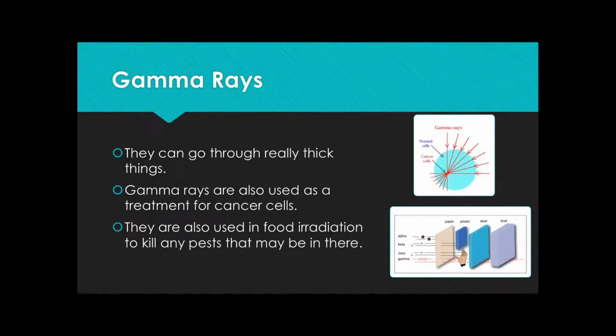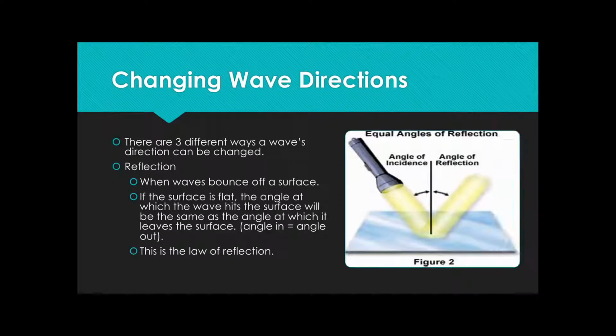Now let's talk about gamma rays. Gamma rays can go through really thick things. They can pretty much go through anything. Gamma rays are also used as treatments for cancer because they can pretty much kill most cells. And gamma rays are also used in food irradiation to kill any pests that might be in your food.